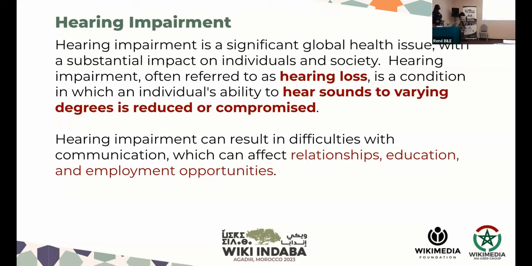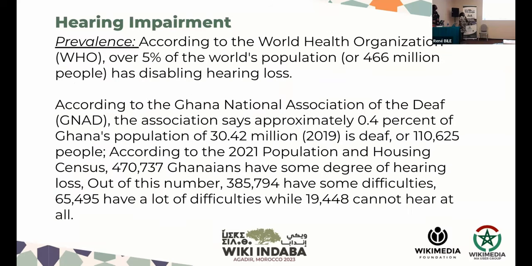Thank you. So we're briefly talking about what hearing impairment is. It's a condition in which an individual's ability to hear sounds to varying degrees is reduced or compromised. Hearing impairments can result in difficulties with communication, as we know, which can affect relationships, education, and employment opportunities. So this was a way to also help them see how they could explore online opportunities, both educational resources and employment.